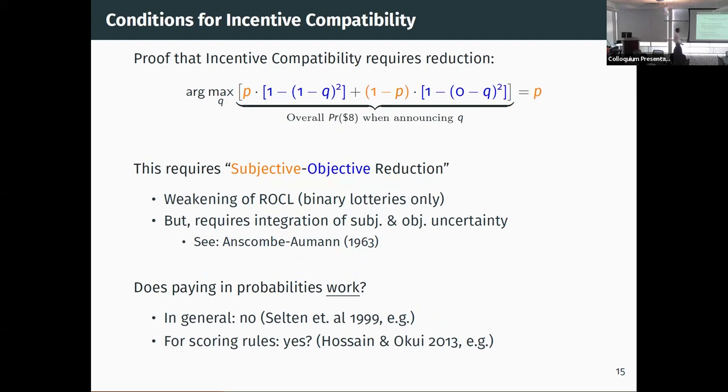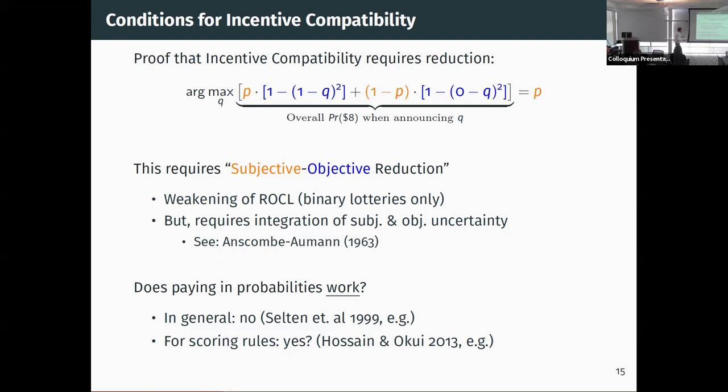Why is it incentive compatible? Well, I already kind of mentioned this, but if you write it all out, this is the overall probability of getting paid when you report Q. And if you just take derivatives and set them equal to zero, the maximizer of that is P. So telling the truth maximizes this. Under what assumptions would people do that? It requires that they use this formula. When thinking about this mechanism, they think about the overall probability in this way: they multiply their subjective belief P times this objective probability, in blue, and their subjective belief 1 minus P times this objective probability, in blue. Okay, so they're doing this multiplication calculus.